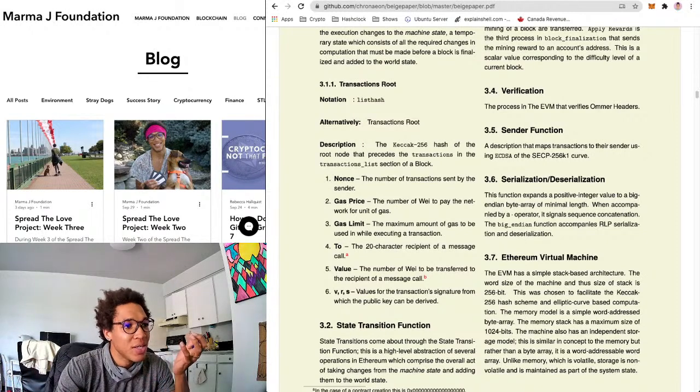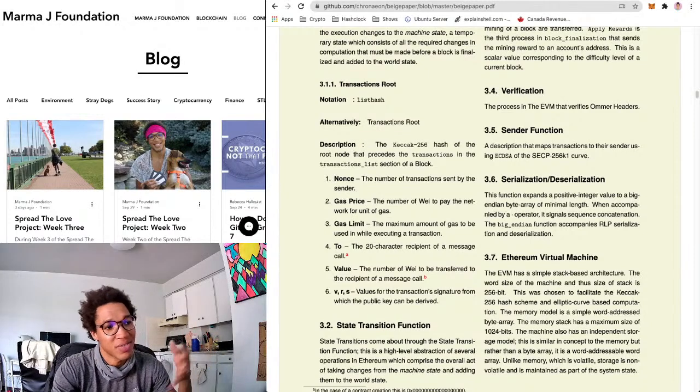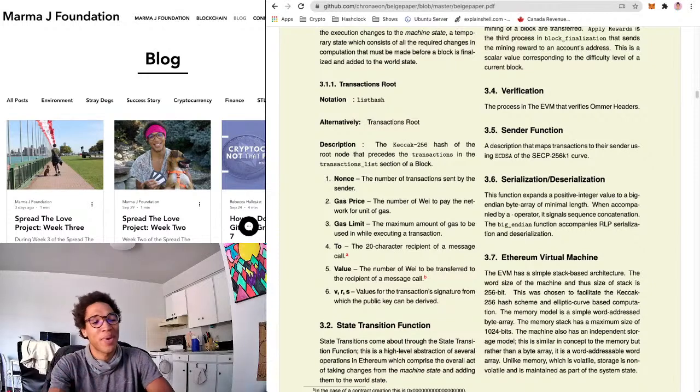So yeah, the nonce, number of transactions sent, the gas price, gas limit, to, value, and then VRS. VRS confuses some people, but don't even worry about it because it's not that important. So the nonce starts at 0 and it's the number of transactions sent. Gas price is the number of wei you pay the network for a unit of gas.